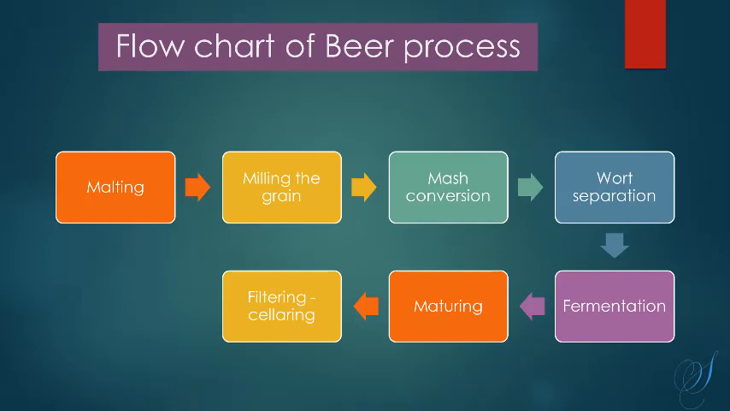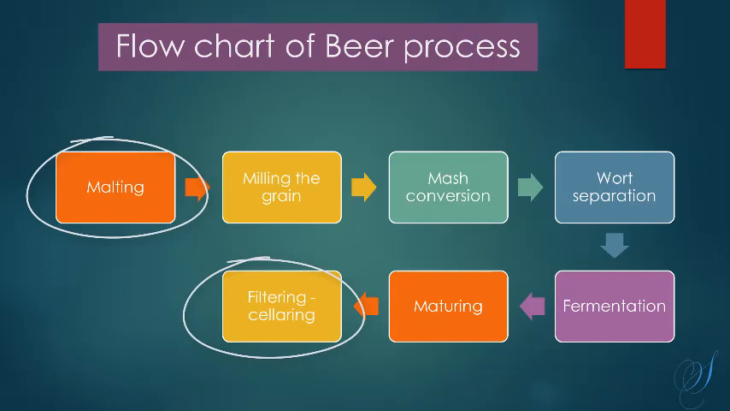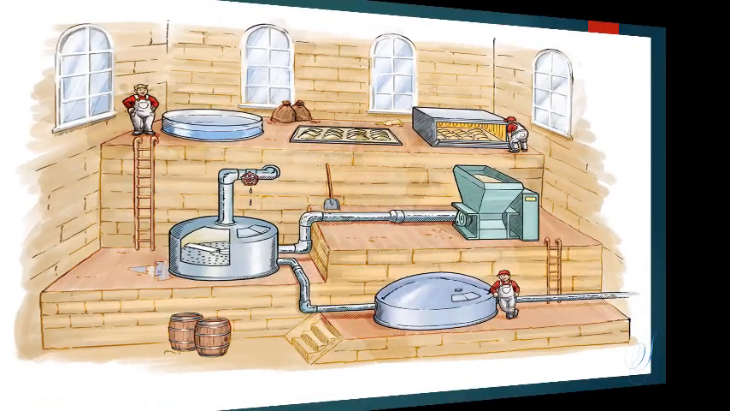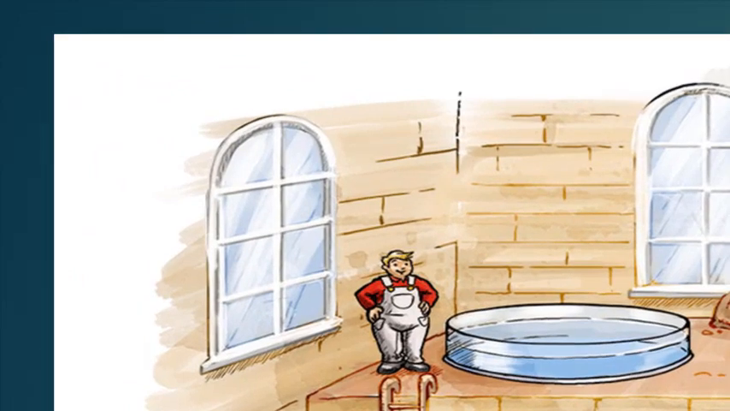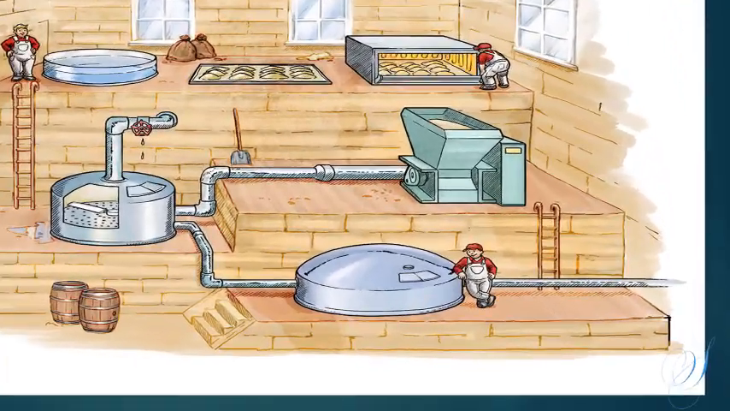Let's see the flow chart of the beer process. It starts from malting the grains to filtering and cellaring. We'll see one by one in brief. This picture shows the beer making process in detail, starting from soaking the grain till storing.